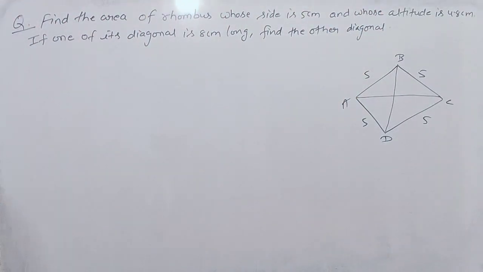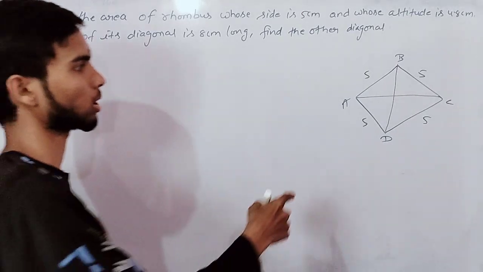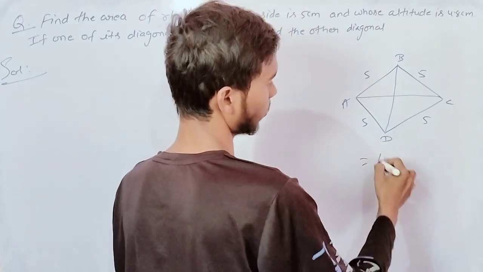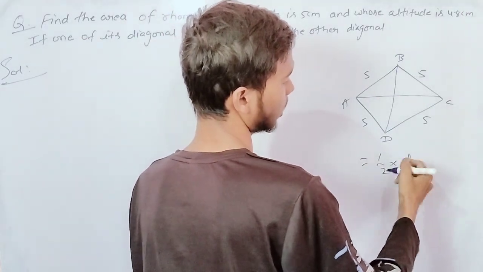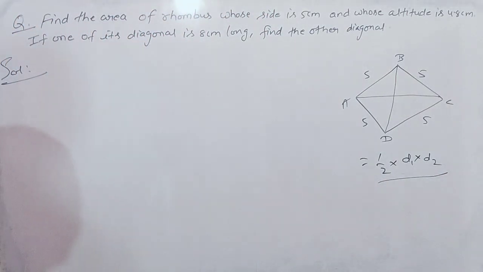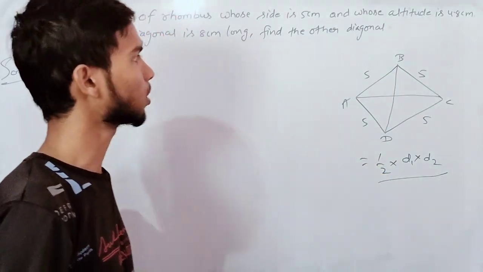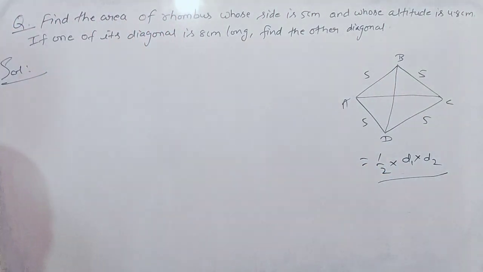This is a convert question. It is asking, find the area of a rhombus. The area of this would be 1 upon 2 multiplied by diagonal 1 and diagonal 2. This is the area of a rhombus. Diagonal this one, this is the second. A rhombus is a polygon whose sides are equal.